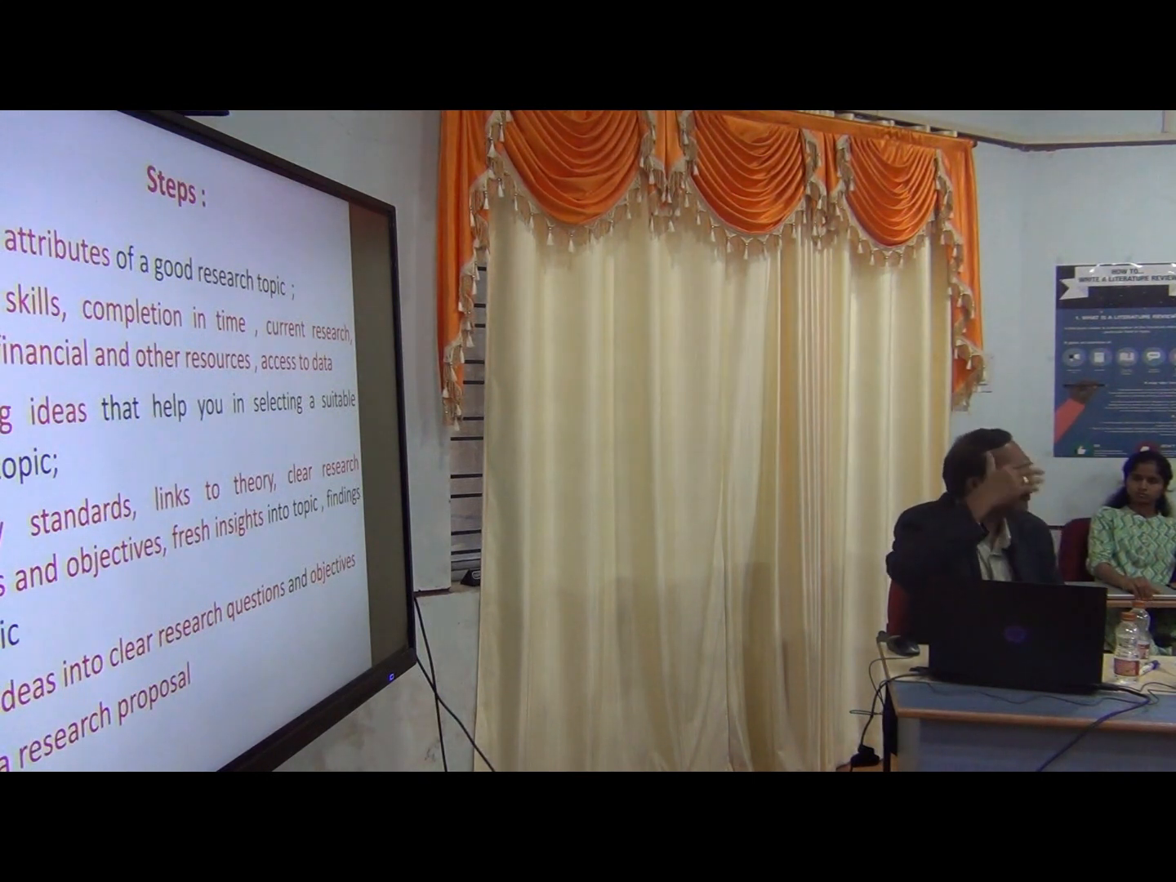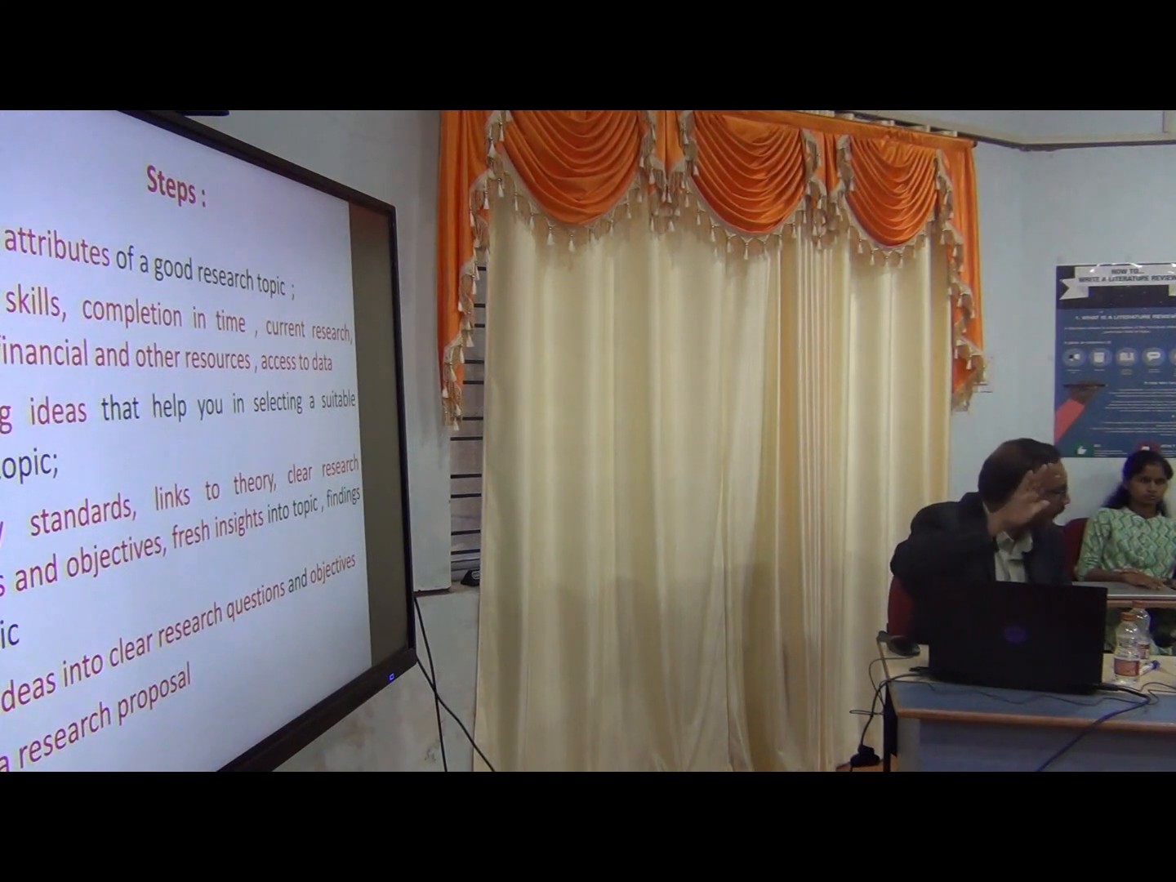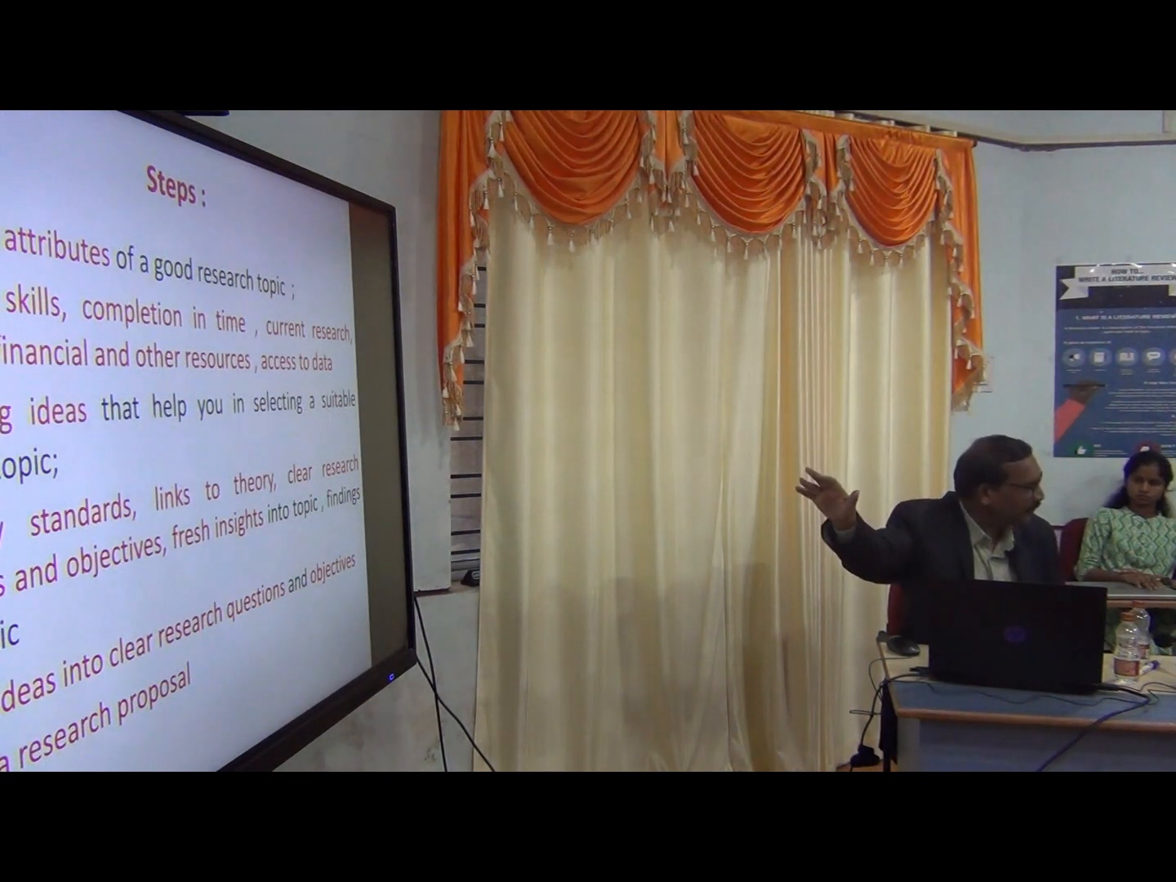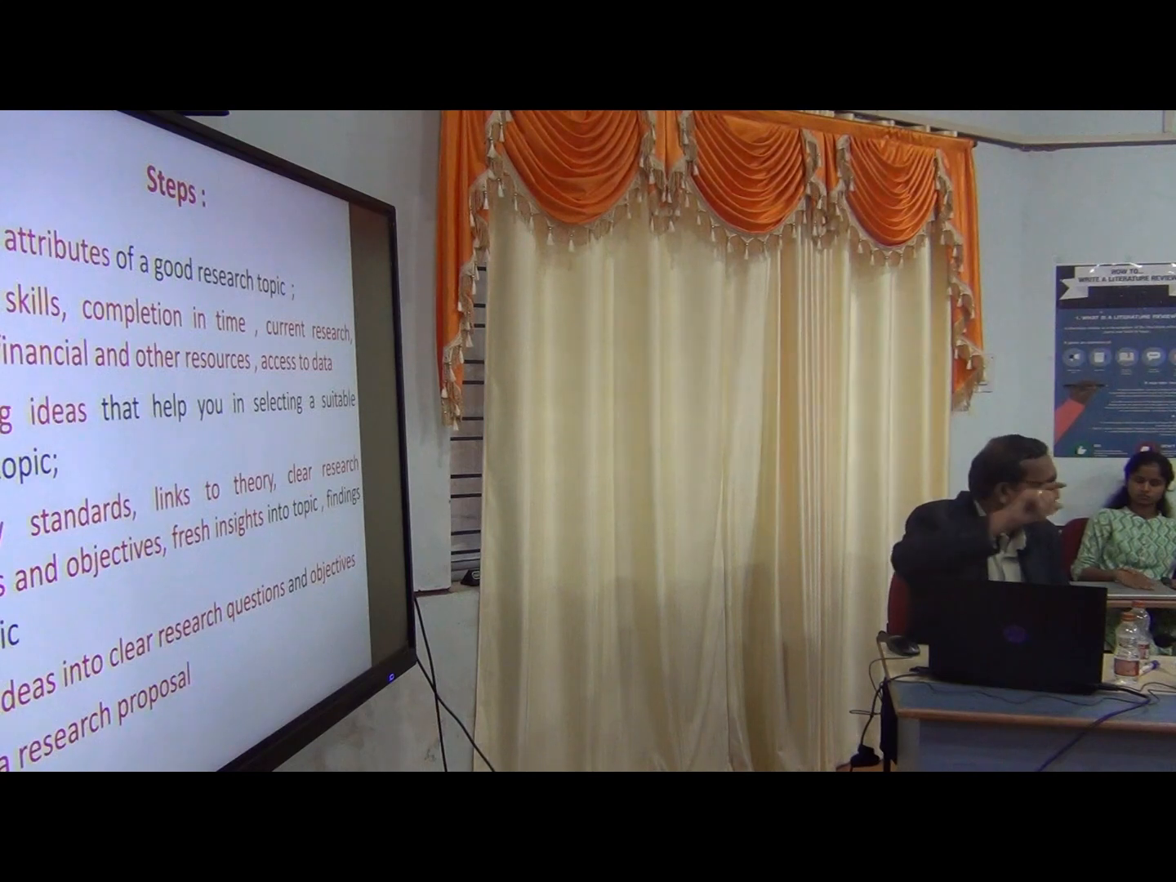You can wait for it or you can carry out other activities relating to research. But at least in 3 years, you should complete the research. Check whether it is possible or not. Then you can go for finalizing or selecting that topic.